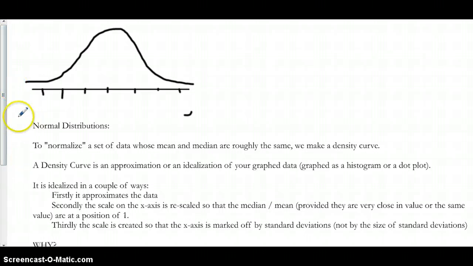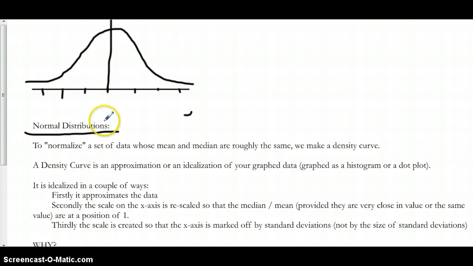Normal distributions. This is what we started talking about in class on Friday. A normal distribution, if we normalize a set of data, what we're doing is we're drawing this nice curve over a histogram or a dot plot that has very narrow width bins. And it's idealized in that it's really just an approximation of the curve. Secondly, we're going to rescale it.